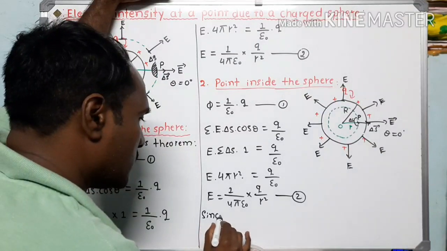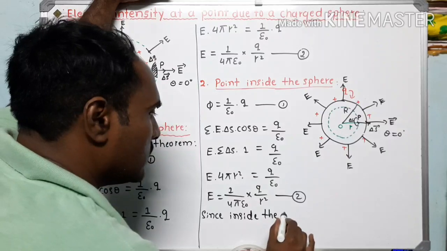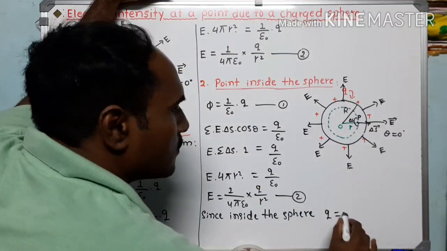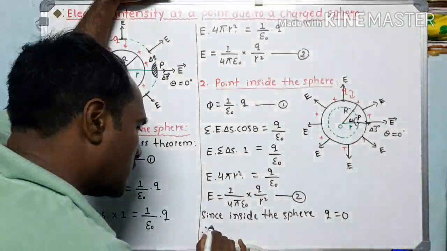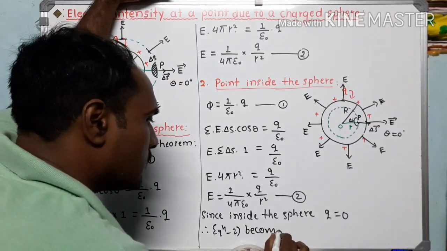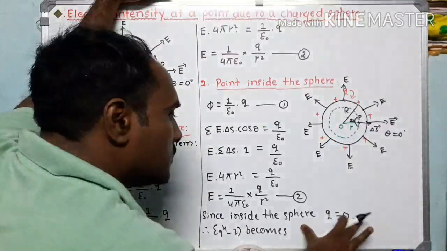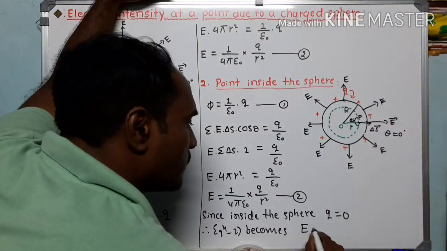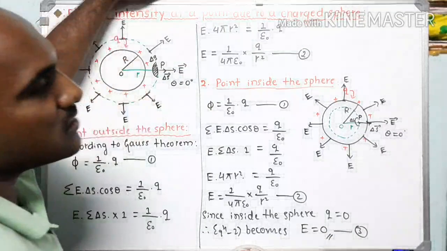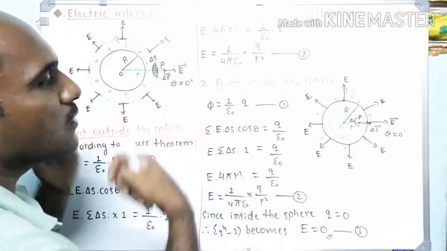Since inside the sphere no charge is enclosed, inside the sphere charge is 0. Therefore, equation 2 becomes E is equal to 0, called equation 3. In this way, inside the charged sphere there is no electric field. This is proved by using Gauss theorem.